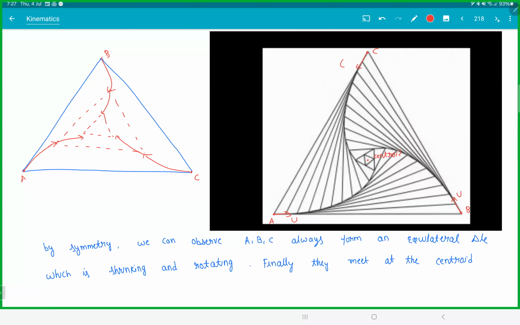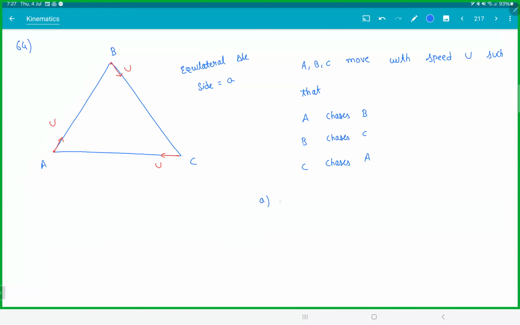Now the question. So the first question is, find the time when they meet. Find the distance traveled by A till they meet. Draw the path of A as seen by C. If you're standing on the particle C and if you look at A, how do you think the path will look like?